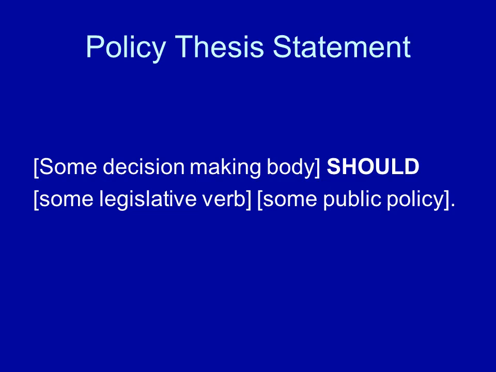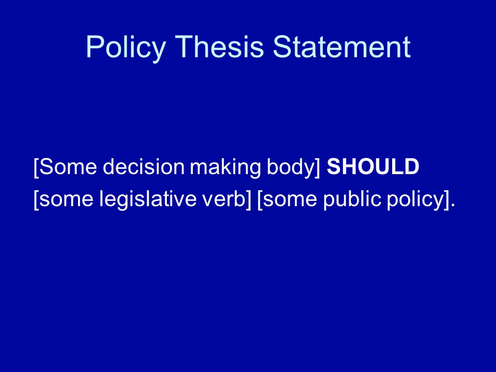So we start with some decision-making body. This is your agent. Weber State University Administration should. The state of Utah should. United States Congress should. I've had some students, the United Nations should. Ogden City Council should. What is the public that's going to be the agent of this public policy? And then they should some legislative verb. Implement, pass, amend, repeal. Right? Notice that these are all kind of legislative verbs.